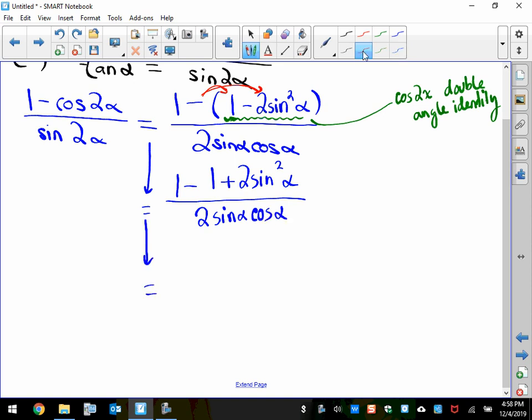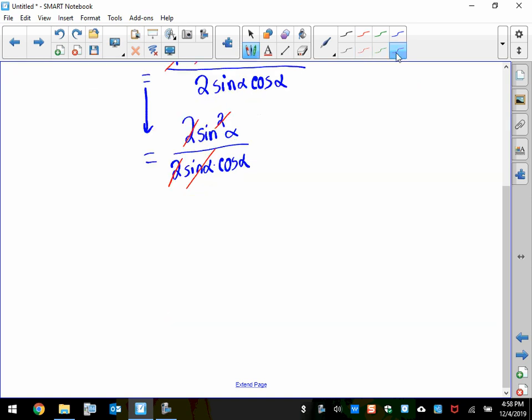The ones wipe out. That's nice. That at least leads me to believe that I'm going in the right direction. So 2 sine squared alpha is left in the numerator over 2 sine alpha cosine alpha. These are multiplied. One of these sine alphas is going to wipe out, so I crossed off the squared. And notice that the 2 out in front is going to wipe out as well. Those are both common factors. So those are gone. I'm left with a sine alpha in the numerator and a cosine alpha in the denominator.